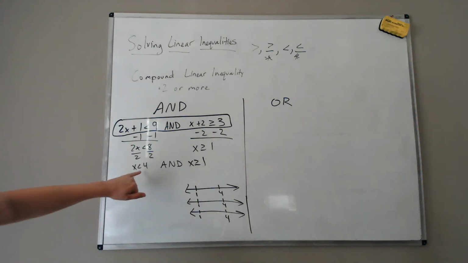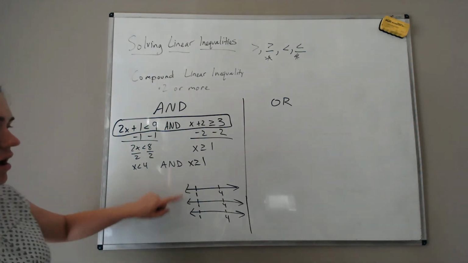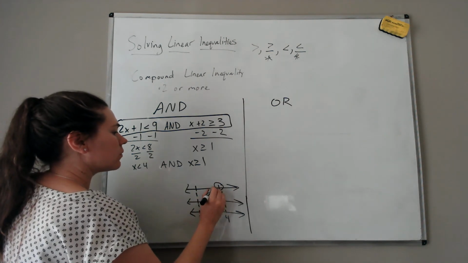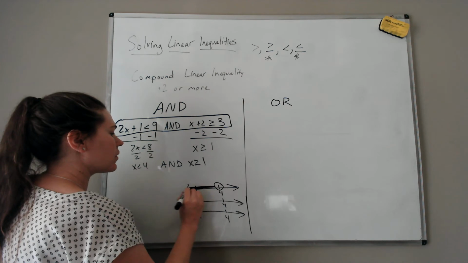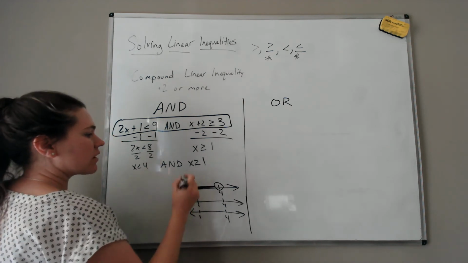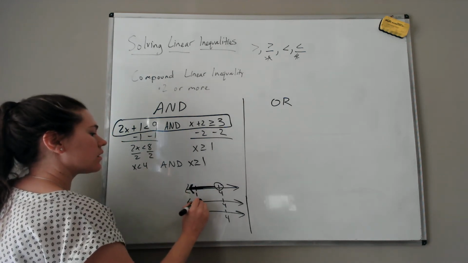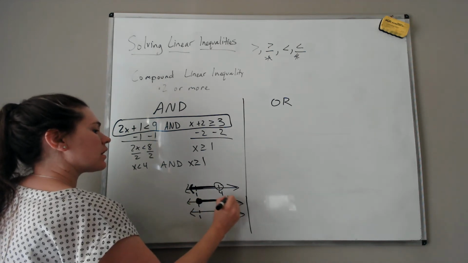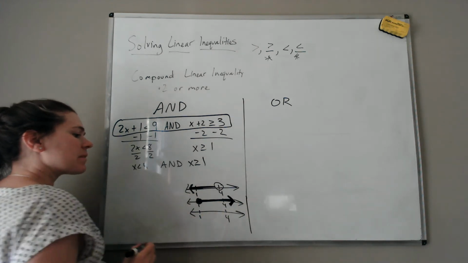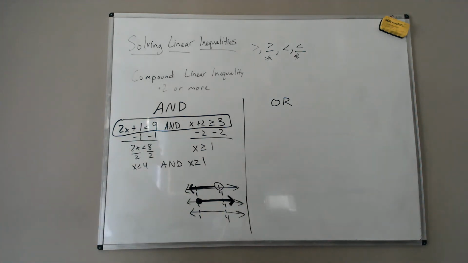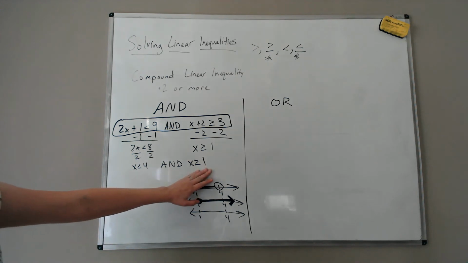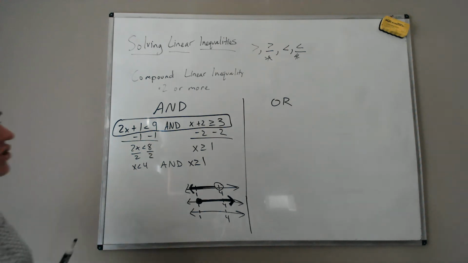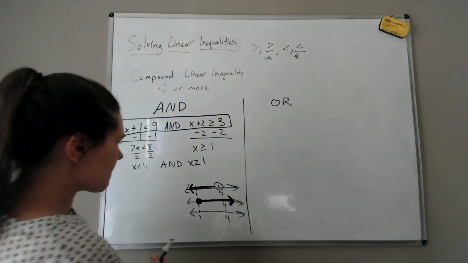Now, I'm going to graph each of these separately on number lines, okay? So x is less than 4 would look like this. X is greater than or equal to 1 would look like this. Now, if it's an and, it has to satisfy both of these conditions in order to be the solution to the final problem. So we're going to visualize this, okay?